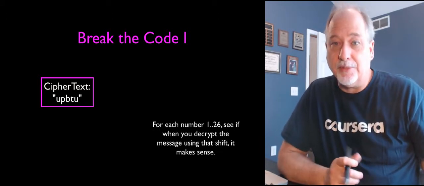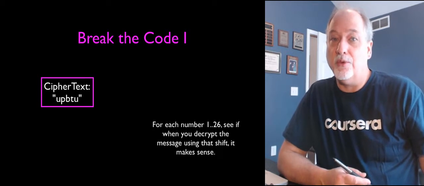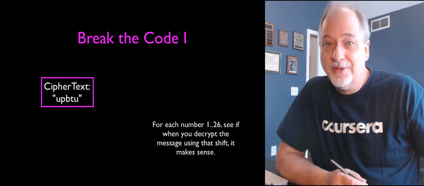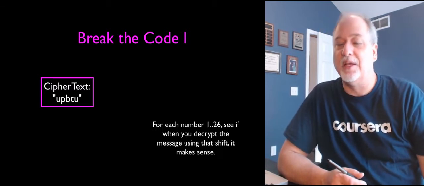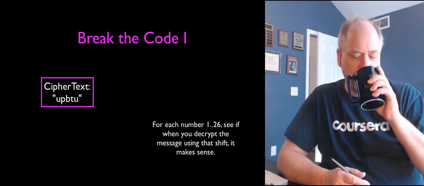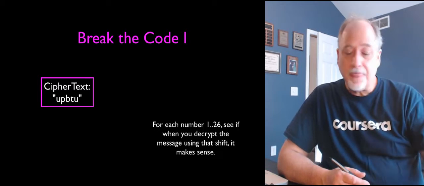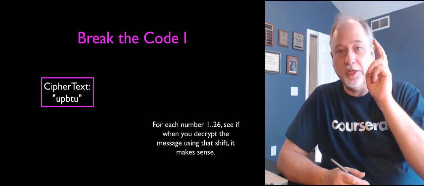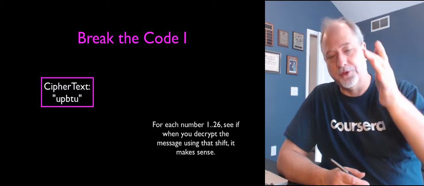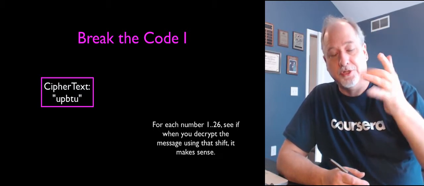And just like in Bletchley Park, you know you succeeded when the plain text makes sense, right? When the plain text makes no sense, then you haven't succeeded. But at some point, the plain text makes sense. So what you need to do is take your secret decoder ring, and you need to decrypt it with a shift of 1, a shift of 2, a shift of 3, a shift of 4.